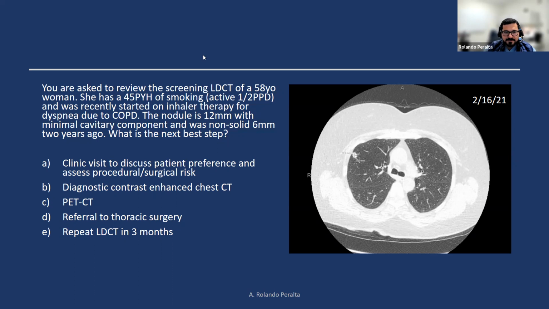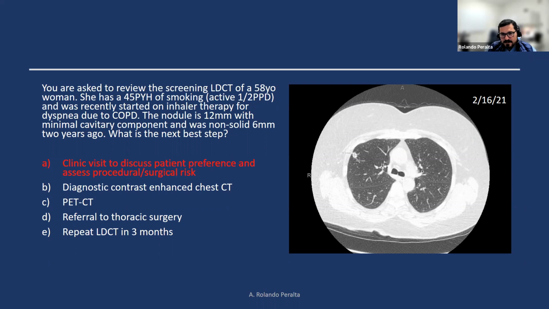Yes, John says PFTs first, and I agree, we just don't have enough information, right? We don't know if this patient is high risk or low risk for surgery. There's nothing here that tells me this patient is going to tolerate surgery. And more importantly, you haven't even talked to the patient. You haven't gotten their preferences. What if they tell you, I will never have surgery for this? You need to assess the patient preferences.